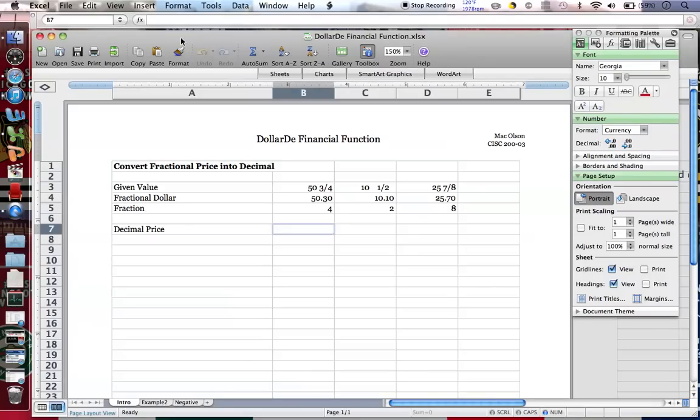Hey everyone, I'm Matt Olson, and today I'll be showing you how to do the Microsoft Excel function DOLLARDE. It is a financial function most commonly used for dealing with stocks and also even gasoline prices too. They sometimes have an ending fractional cent value.